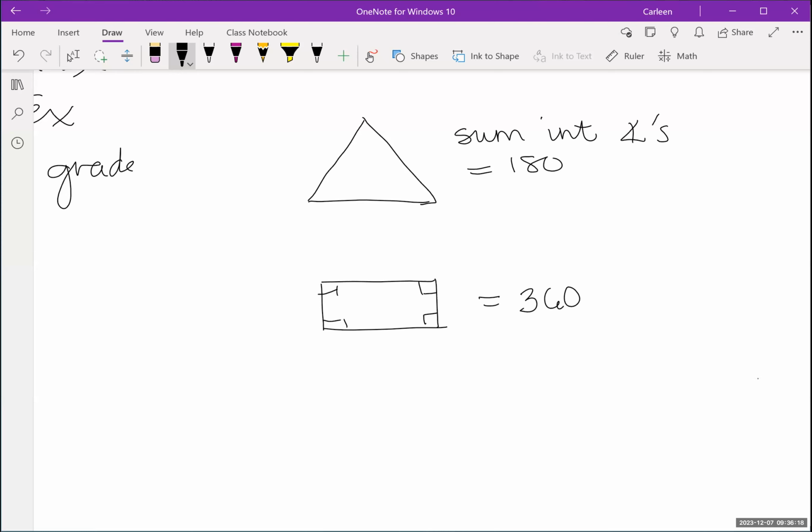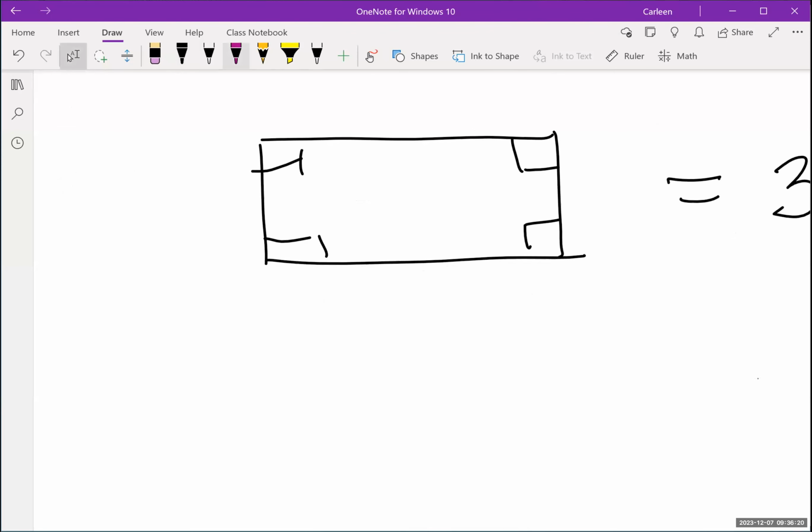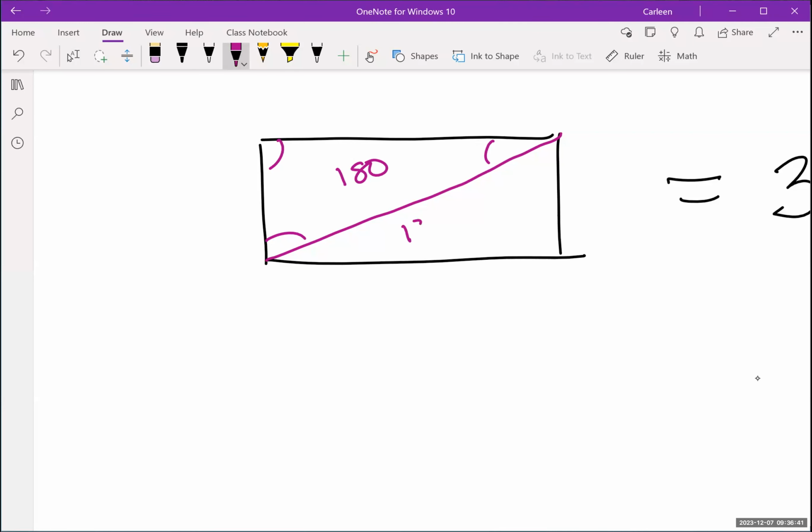Now look at this. If I take my rectangle, I'm going to get rid of these. I could divide it. Now, notice I have the top, which would give me 180. You with me? And the bottom, which would give me 180.